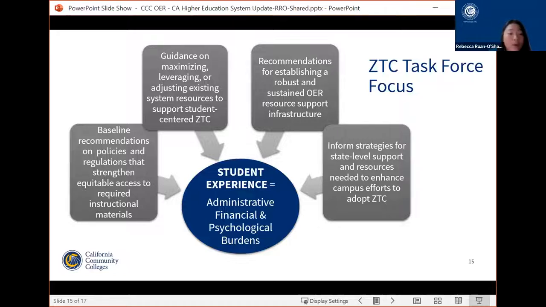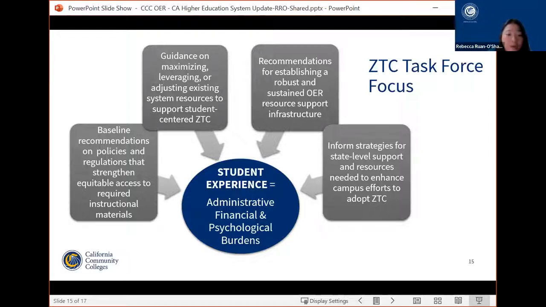And when we think about system resources, this is a one-time resource, which is fabulous and historic, but ZTC needs to be a long-term effort because it touches on an important structure of accessing necessary instructional materials, right? So what does it look like for us to maximize our existing system resources to support that? And then here is a very explicit goal, right? How do we establish a robust and sustained OER resource support infrastructure?